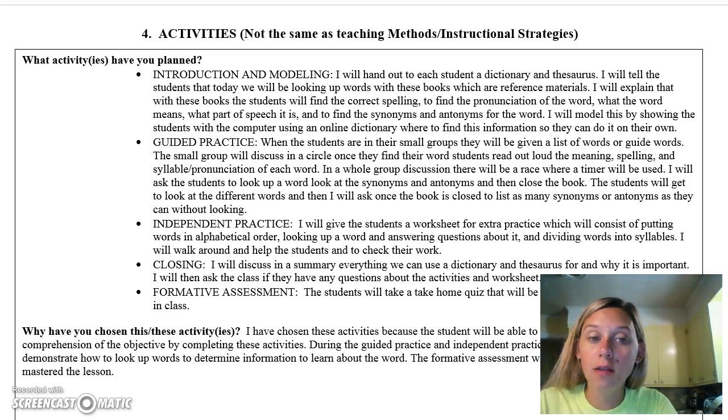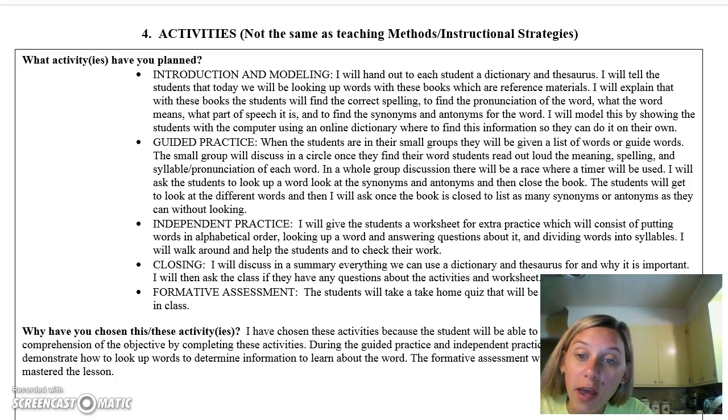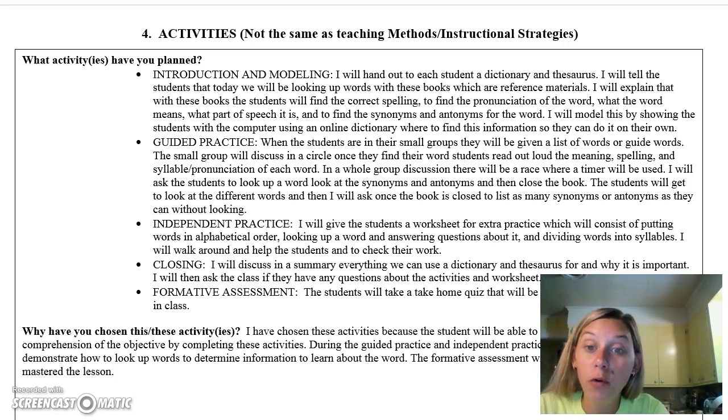To close the activity, I will discuss in a summary everything we can use a dictionary and thesaurus for and why it is important. I will then ask the class if they have any questions about the activities or the worksheet. And for the formative assessment, the students will take a take-home quiz that will be similar to the worksheet they did in class.